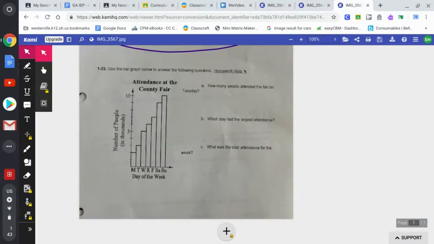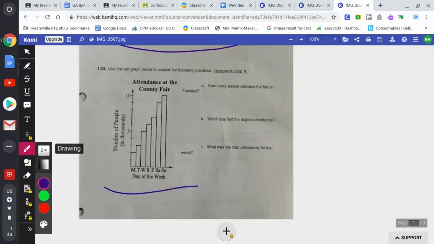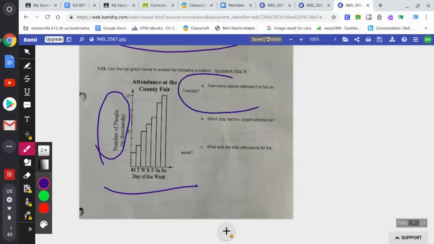Last question is use the bar graph to answer the questions below. Days of the week are listed, and the number of people who showed up on those days at the county fair. How many people attended the fair on Tuesday? Find Tuesday. You have to find what the graph is going up by. It looks like it's going up by 1. Each is 1, but it's saying in the thousands. So right here means 1,000. This would mean 2,000. I'm pretty sure you can figure out what that line means.